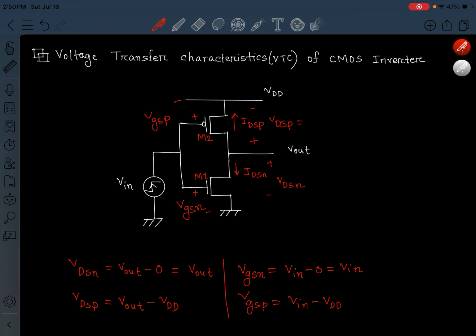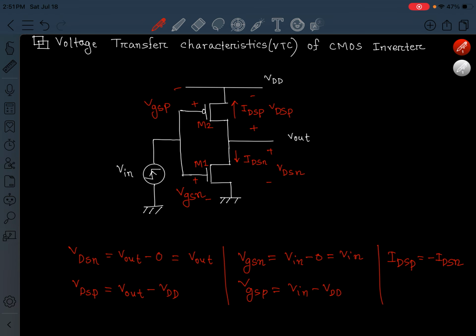Now current, let's see current. We call the upward current the drain to source current of PMOS, and the downward current the drain to source current of NMOS. Because in this node the two currents are outward, we can simply write IDSP equals minus IDSN according to Kirchhoff's current law.